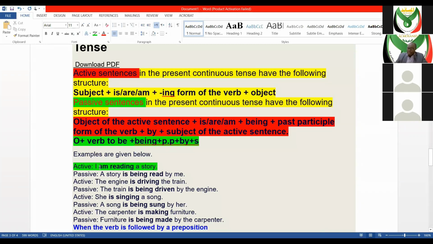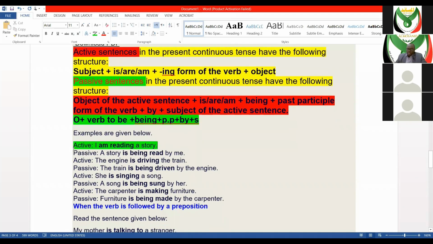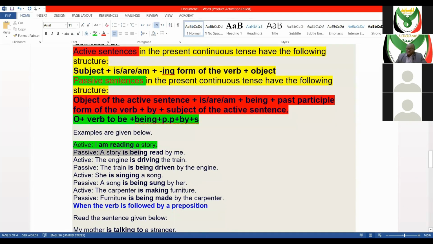And then I is subject. Am is verb to be. Reading the verb ing. Reading form of the verb plus object story. We want to change this one to the passive voice. It's very simple. What can we do first?